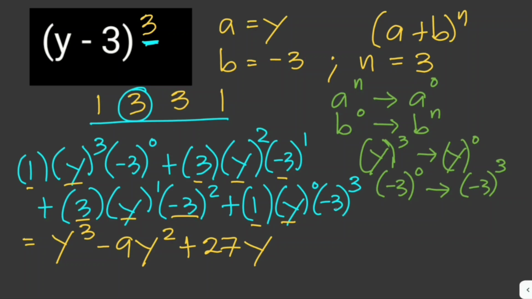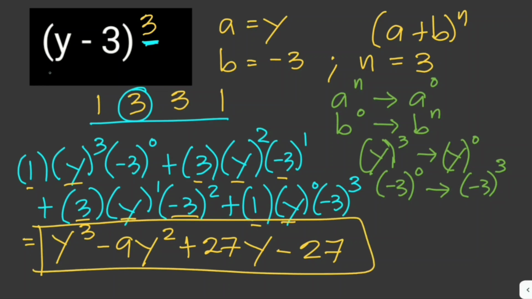So 1 times 1 is 1. And then negative 3 cubed. Negative 3 cubed is equivalent to negative 3 times negative 3 times negative 3. So negative 3 times negative 3 is positive 9. And positive 9 times negative 3 is negative 27. So this is minus 27. So this is our answer here. Therefore, (y - 3)^3 can be expanded as y cubed minus 9y squared plus 27y minus 27. Now let's try another one.